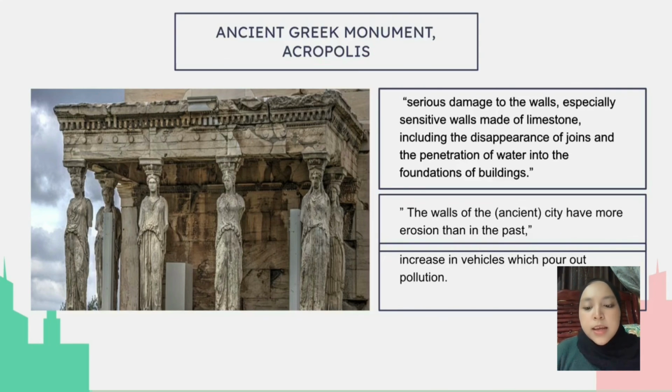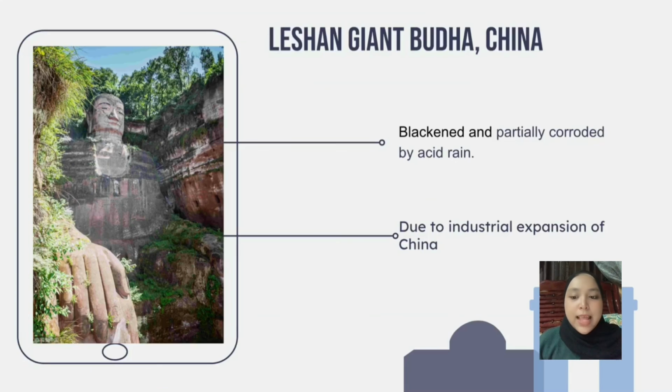This is because Greece has similarly seen industrial progress and an increase in vehicles which pour out pollution. Due to that, pieces of these ancient monuments are now flaking away, and it won't be too long before the structure is lost.